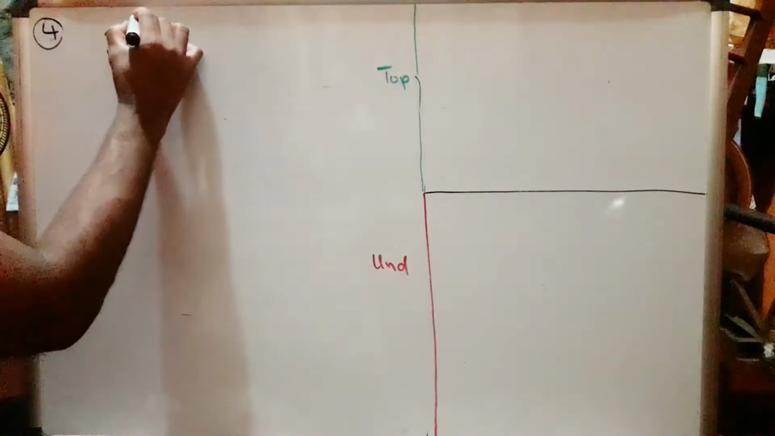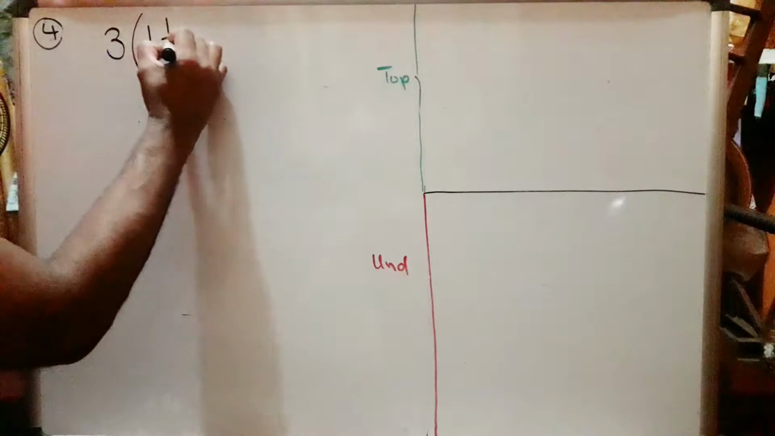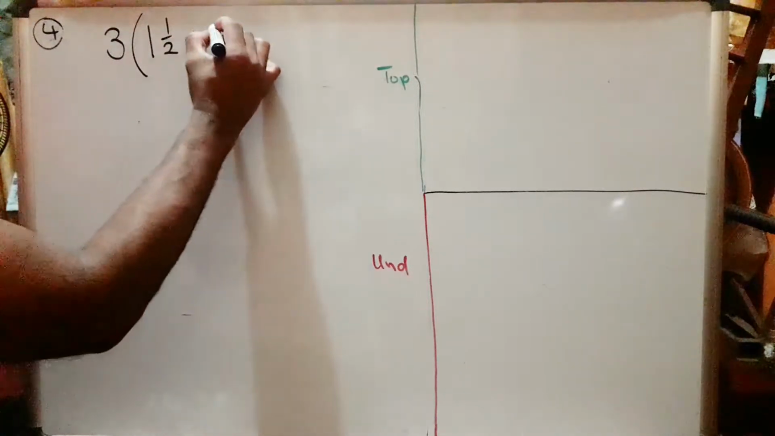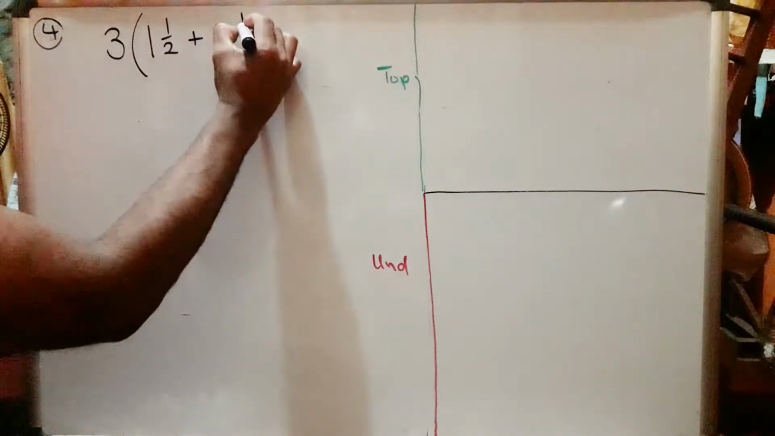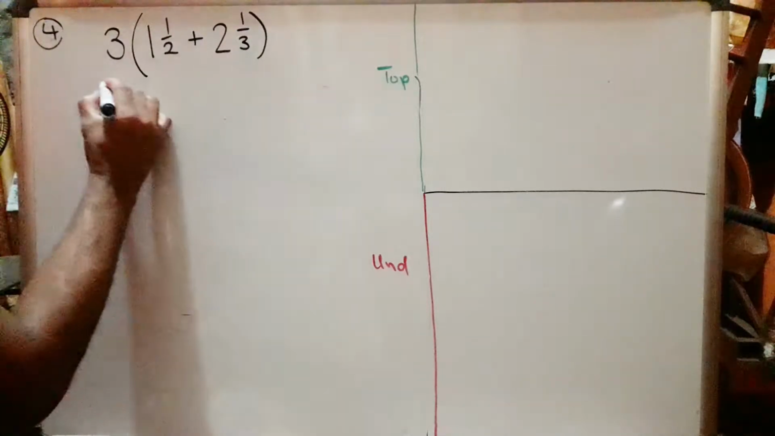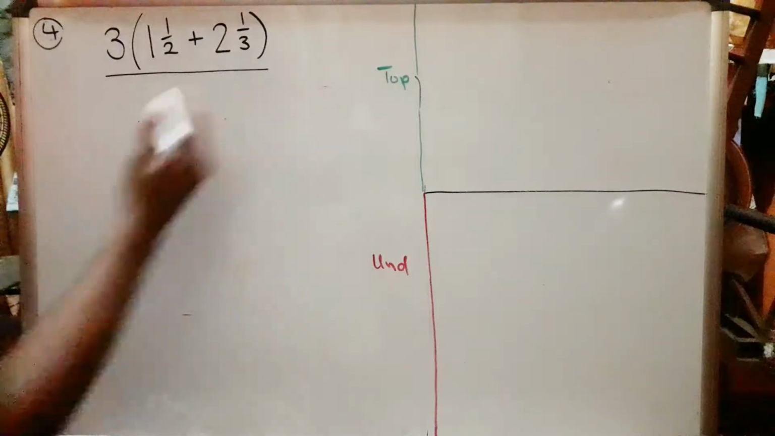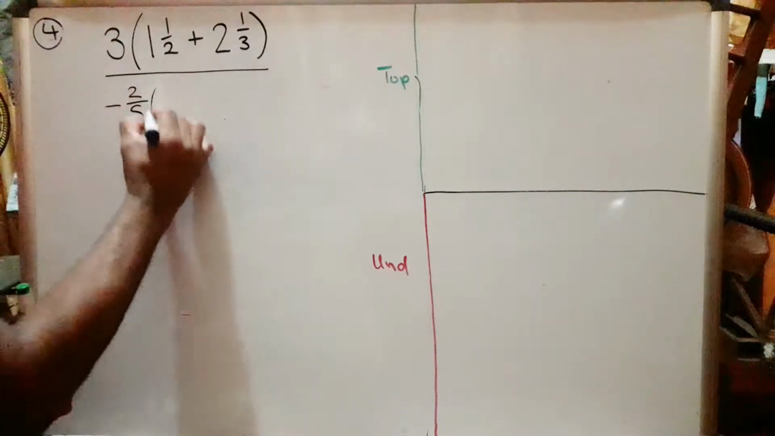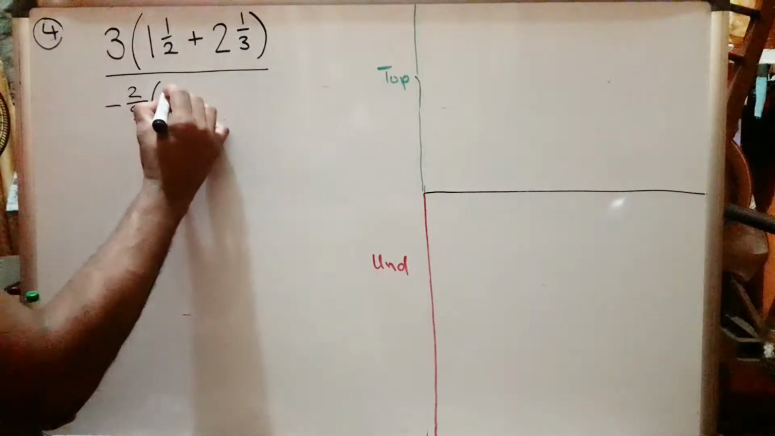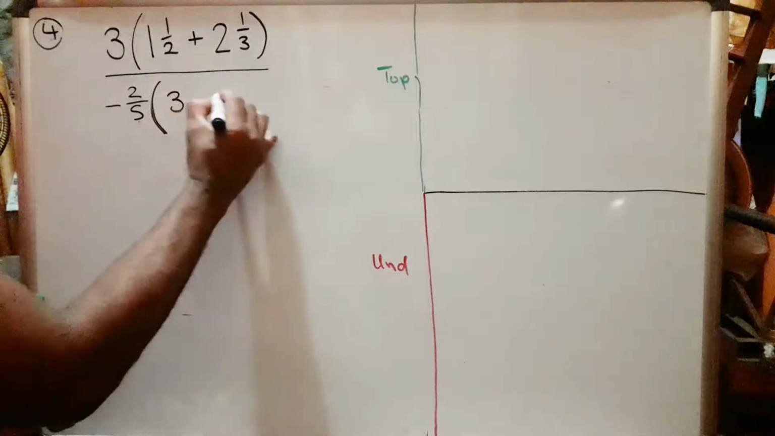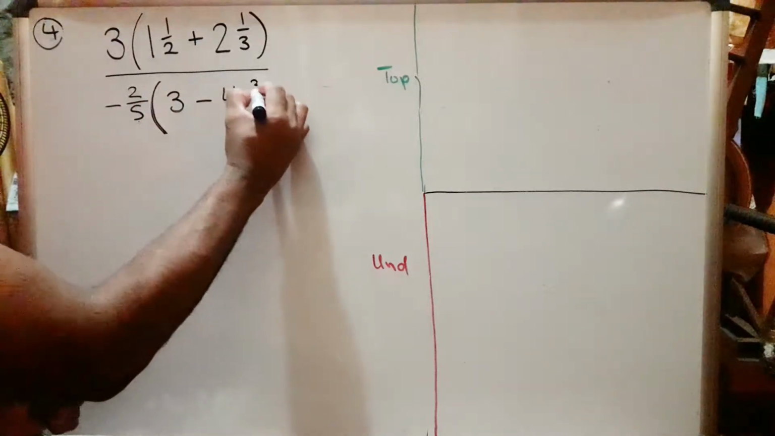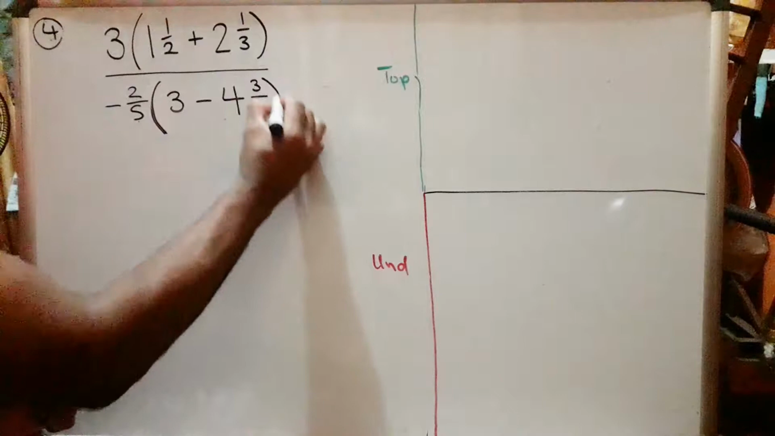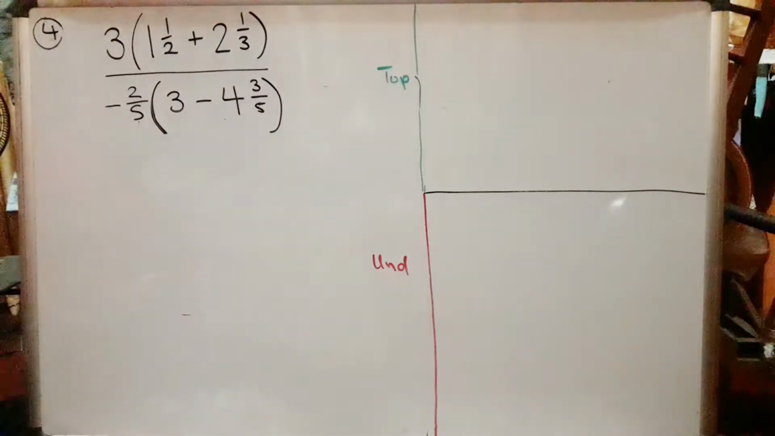3 by 1 and multiply by 1.5 plus 2 and 1/3. That's on top. And underneath, I'm going to put minus 2/5 in the brackets. 3 minus 4 and 3/5. Let's try this one. Okay, first things first.